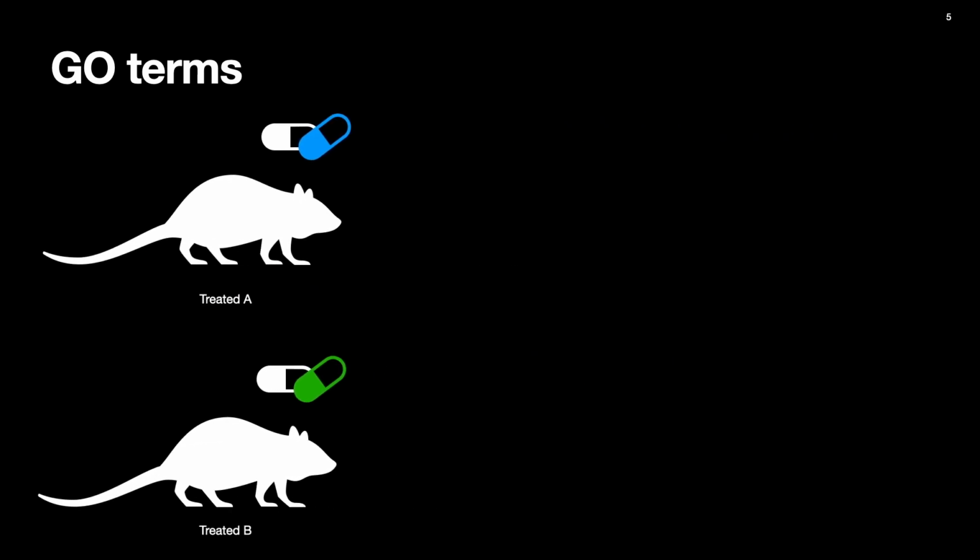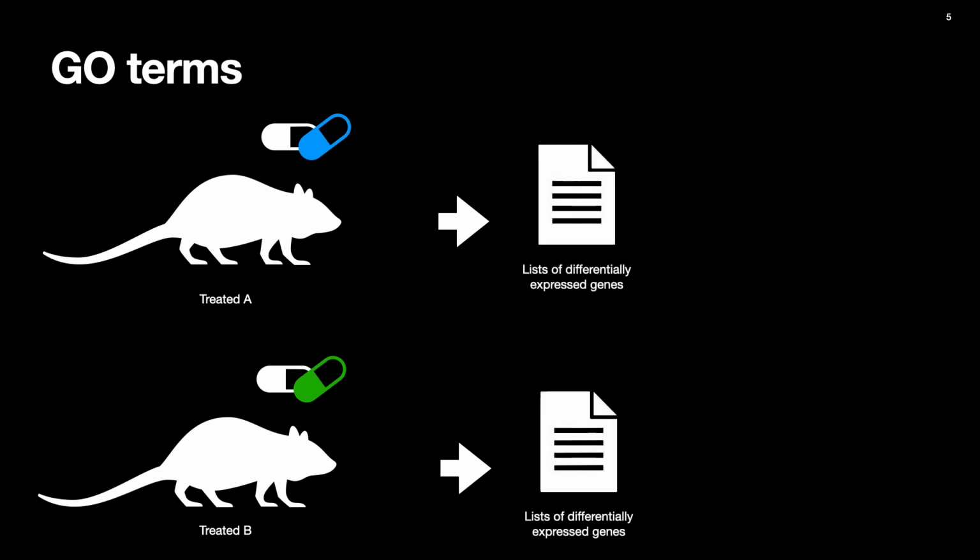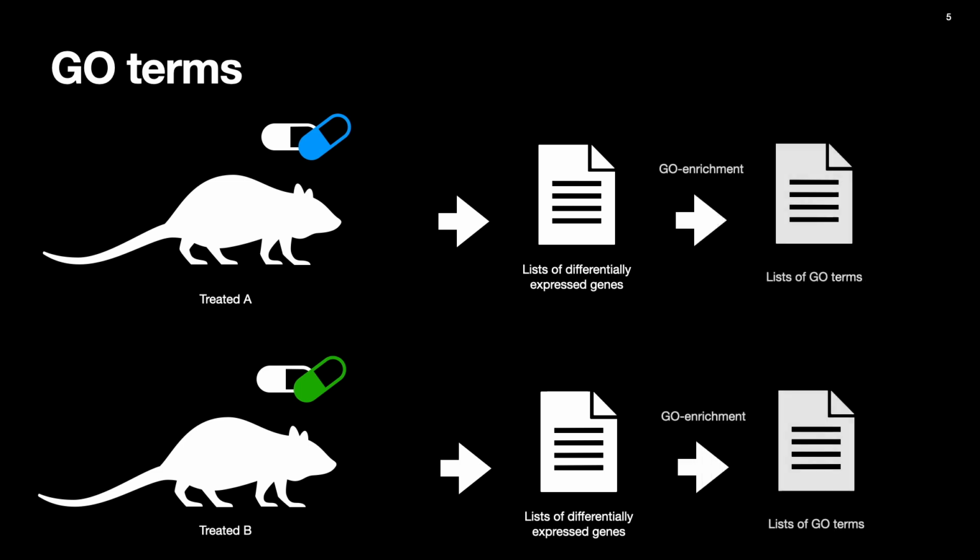From these comparisons, we can then derive lists of differentially expressed genes, one list per comparison. To summarize these lists on a functional level, we often translate these lists into lists of GO terms, using a method called GO enrichment.